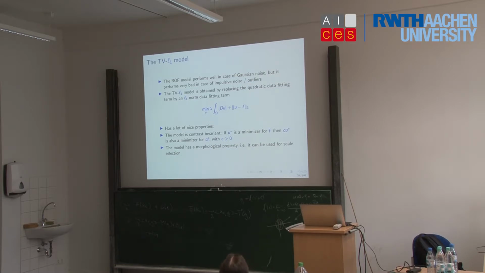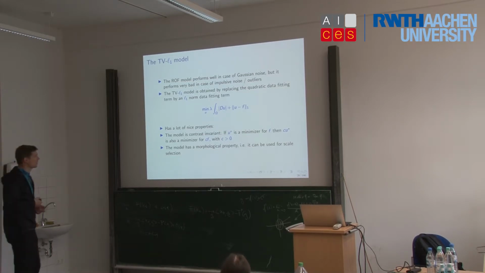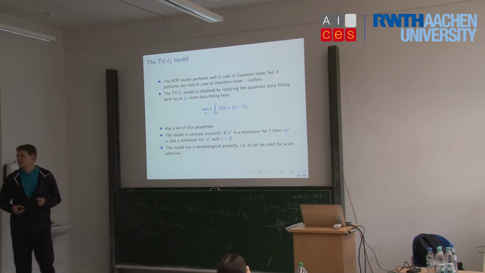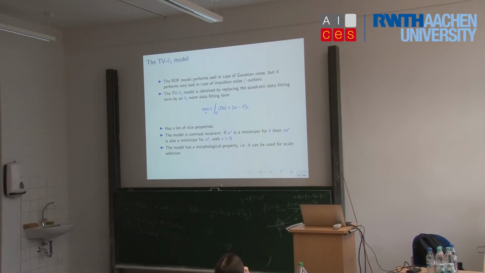And the L1 norm is more robust because of its linear growth to outliers, and therefore it works much better. This is also a very nice model from a geometric point of view. For example, it's contrast invariant. Contrast invariant means if you solve this problem for a certain f, and then you replace f with c times f, then the solution is exactly c times u. So once you have solved for f, for any family of c times f, you can solve it by just taking c times u from the previous solution.